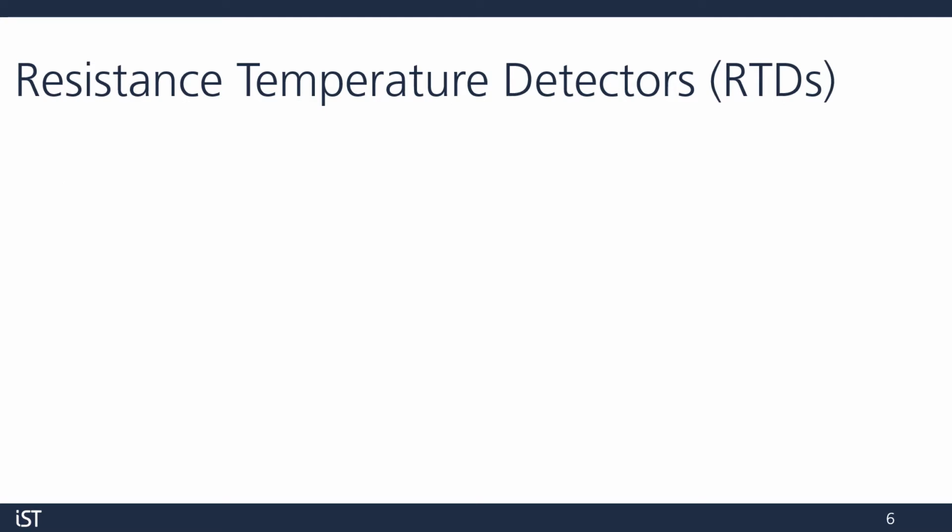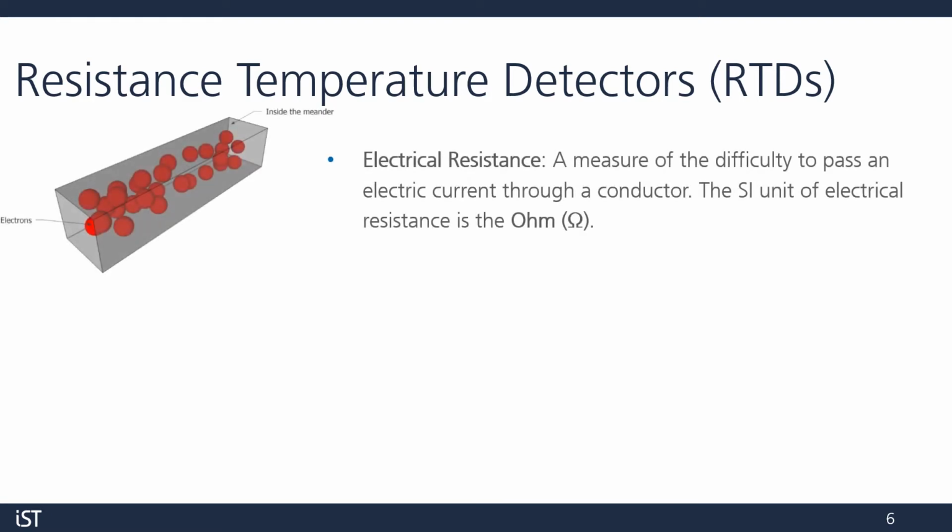Lastly, we have the resistance temperature detector, or RTD for short. These are also sometimes referred to as resistance thermometers. Before we discuss these, it's important to have a general understanding of resistance. Resistance is a measure of how difficult it is for an electrical current to pass through a conductor. When current flows through a conductor, like a metal wire, the moving electrons can collide with the atoms in the metal.